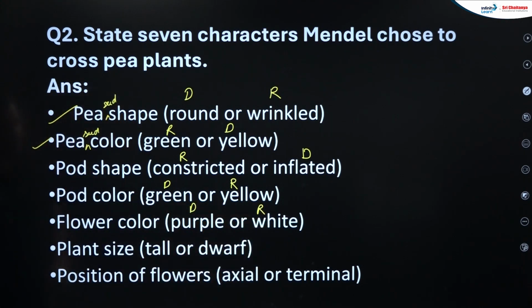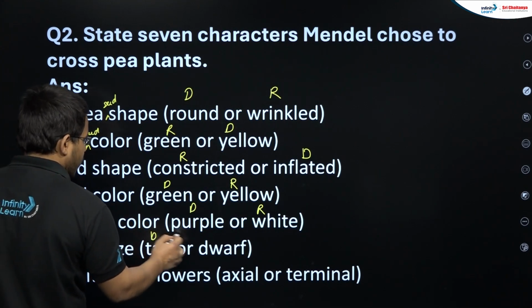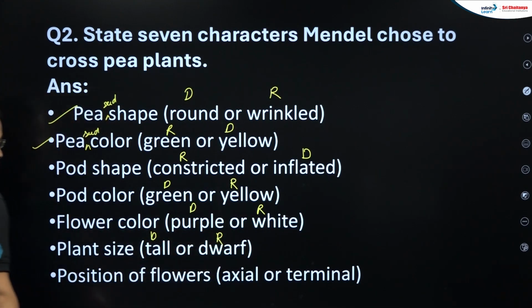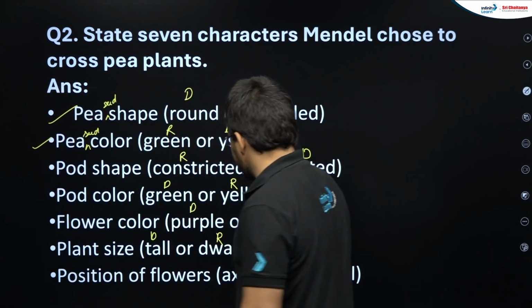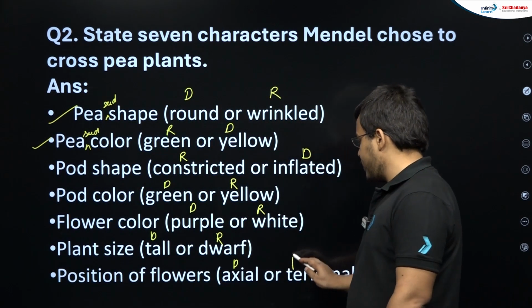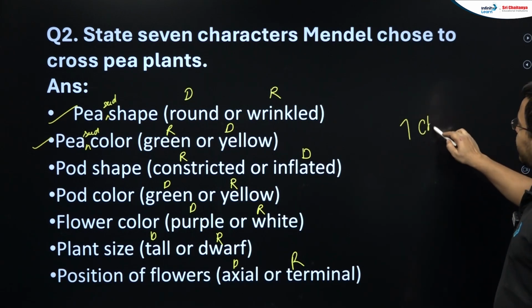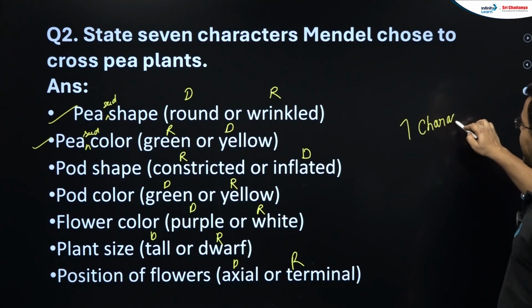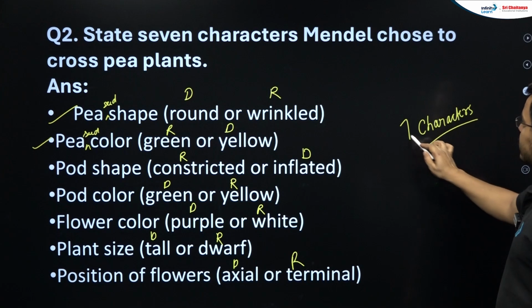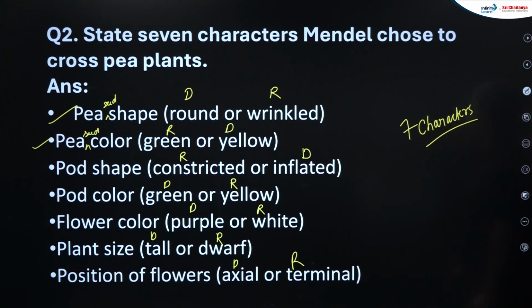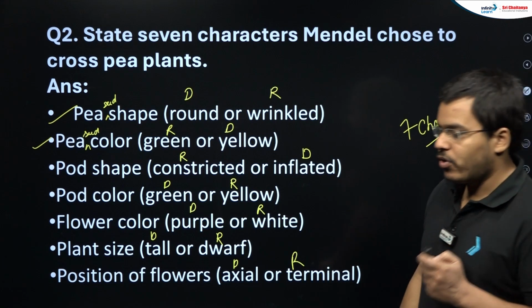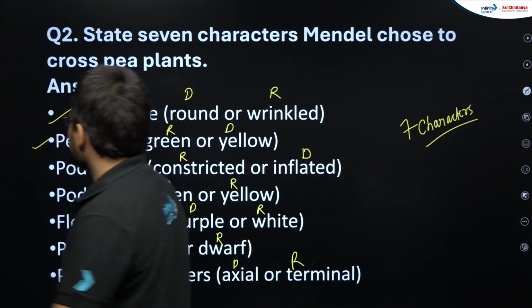Then students, we have plant size, tall or dwarf. Tall will be dominant and dwarf will be recessive. Then flower position, students, it can be axial and terminal. Axial is going to be dominant, terminal is going to be recessive. These are the 7 characters that were taken by Mendel in order to cross the pea plant and get his laws of inheritance and draw out the results.